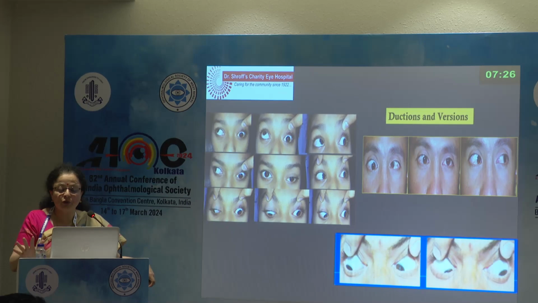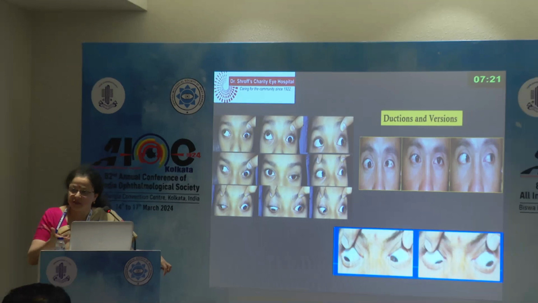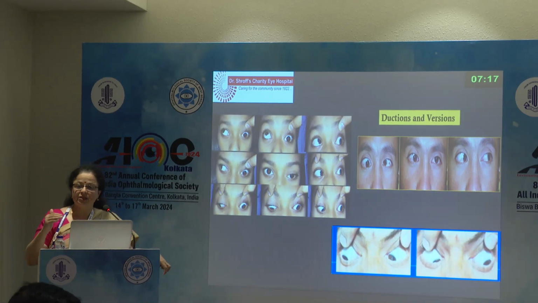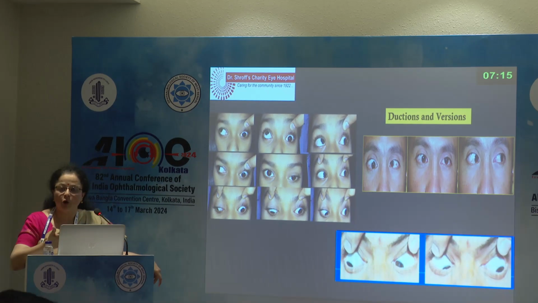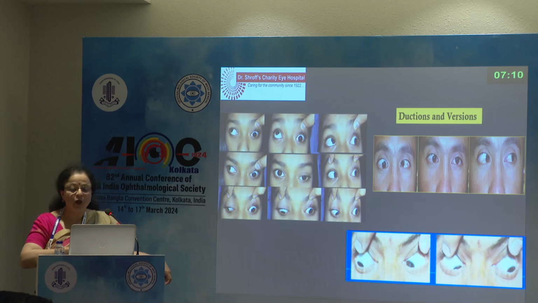We should do ductions and versions to know how much the limitation is, because that will determine our surgery. Our surgery depends on how much limitation there is, whether it is a -3 or a -5. So how much do we want to do, or what procedure do we want to do? Do we want to do a recess-resect or a transposition? So this is very important.